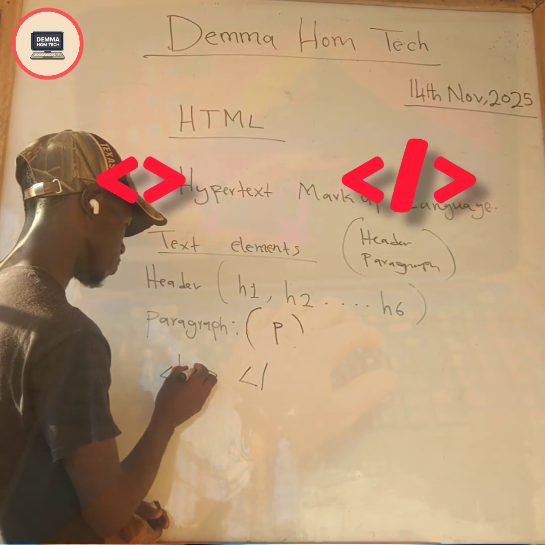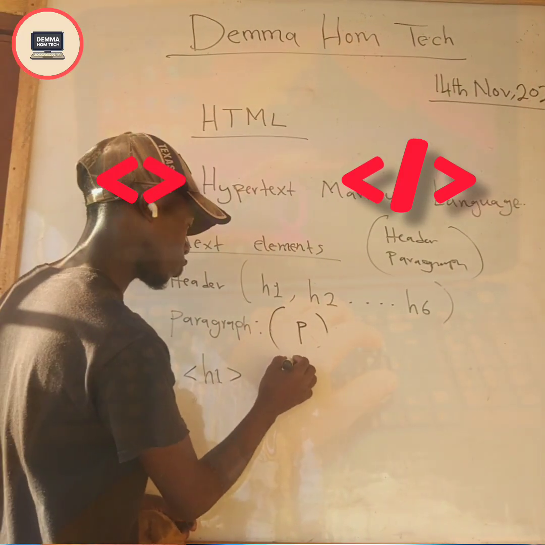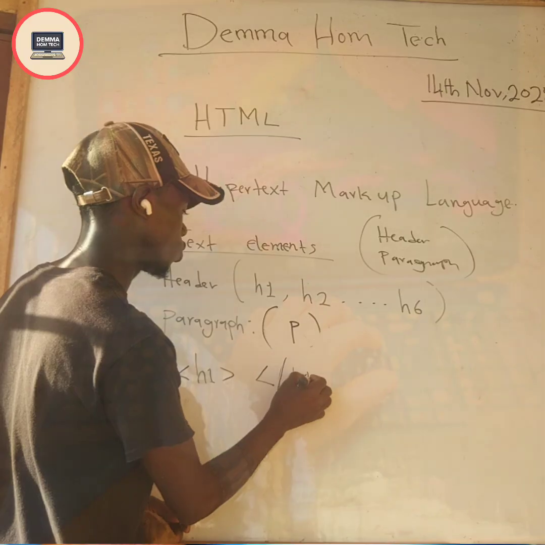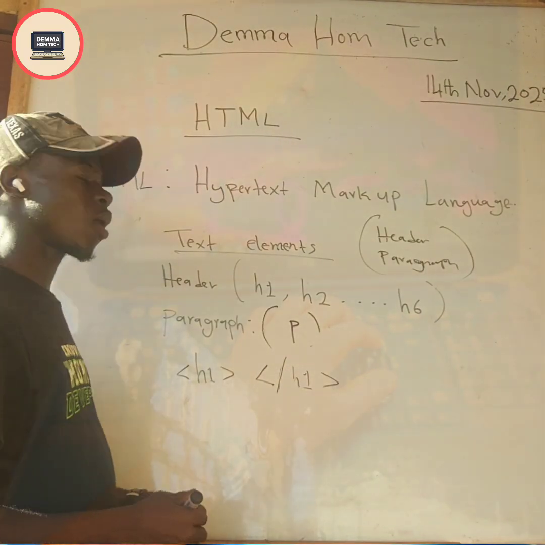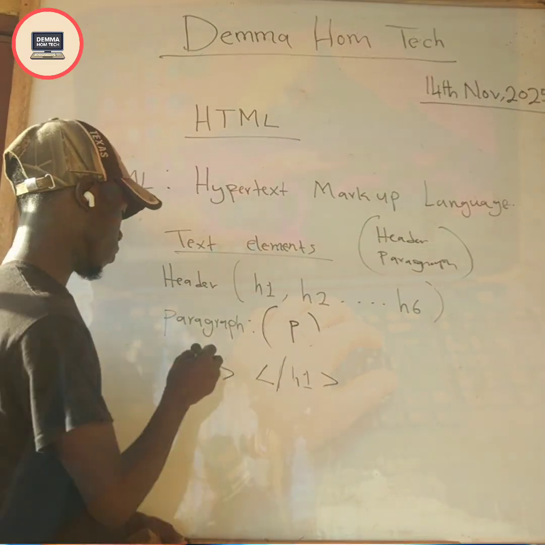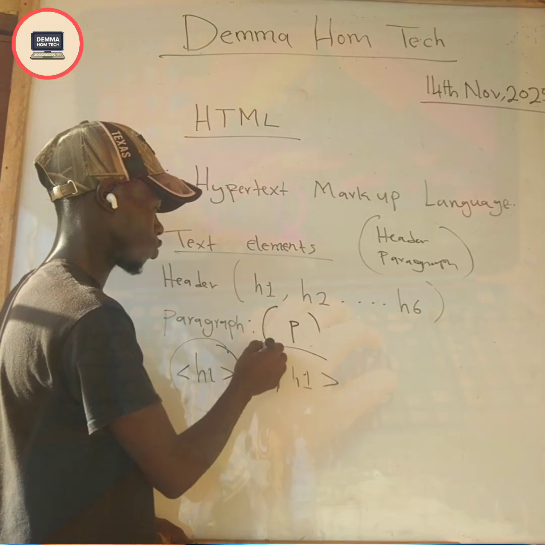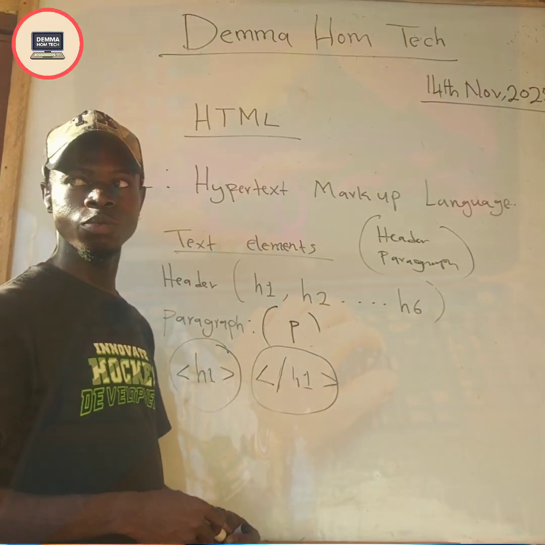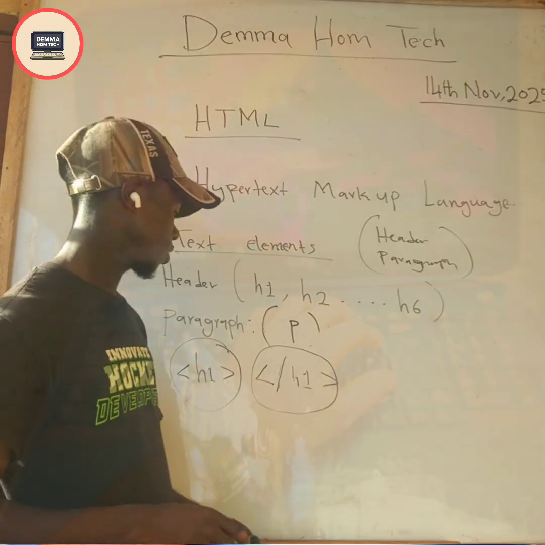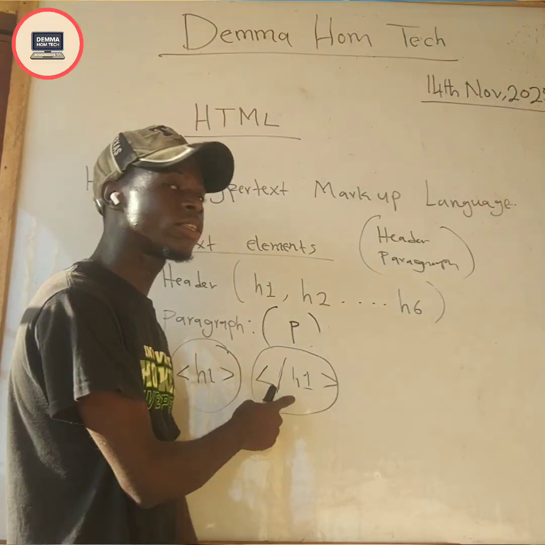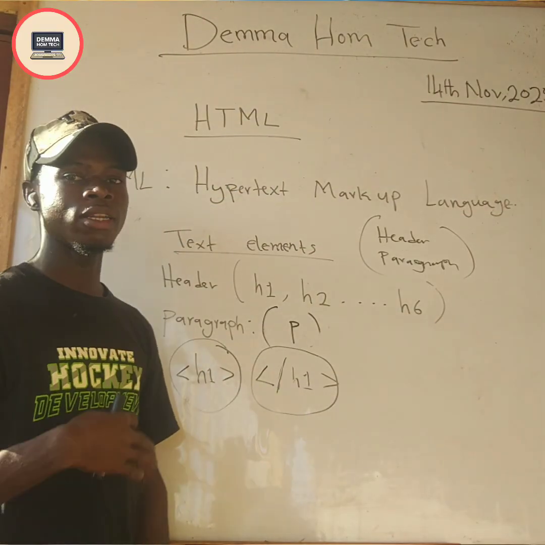It will just be the same. Header 1, where the slash will come out before header 1 in the closing tag. So this is how we write in tags. This is the opening tag, and this is the closing tag. And the difference between the opening tag and the closing tag is this slash.